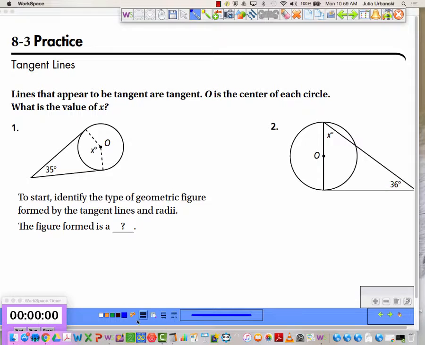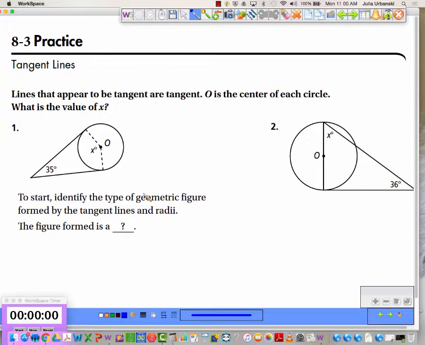Up top here, this uses old rules. It mixes our tangent rule with old rules. Lines that appear to be tangent are tangent. So this is a line that's tangent, and this is a line that's tangent. We know that those two are equal to each other. These radii are equal to each other.